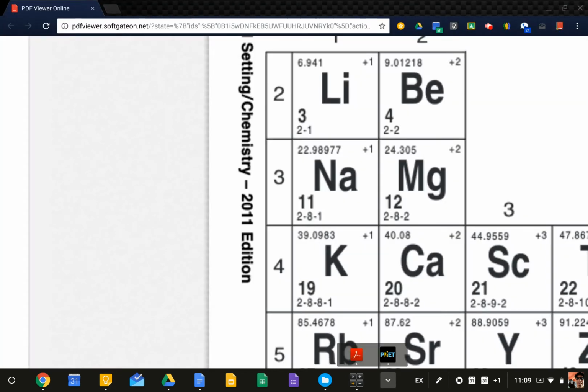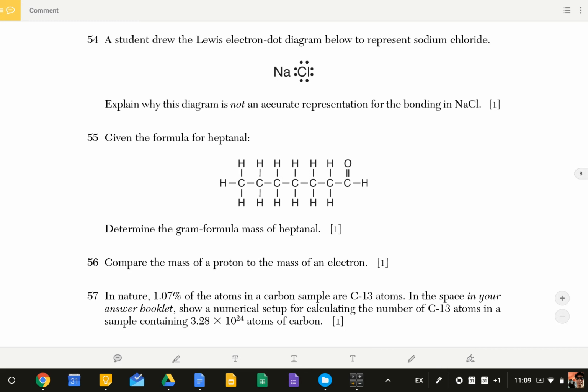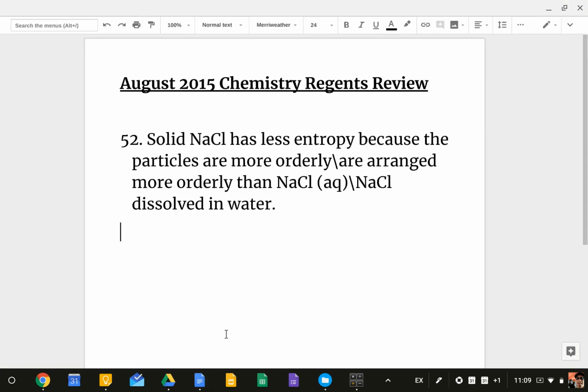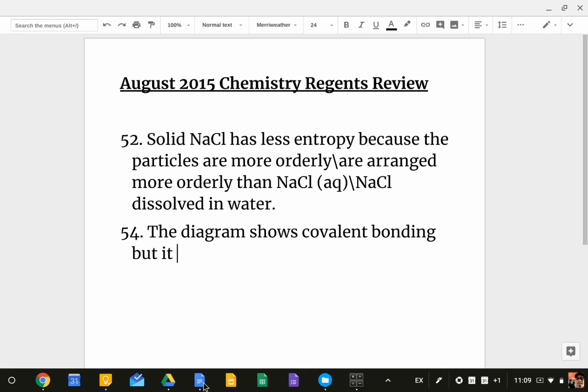So now if we go back to the question, look at what the student drew. They drew what looks like a covalent bond. So if we want to tell people why this diagram is not an accurate representation for the bonding in NaCl, there's a few ways we could describe this, but again, to save you my horrible handwriting, let's type out a few responses. So we could tell people that the diagram shows covalent bonding, but it should show ionic bonding.